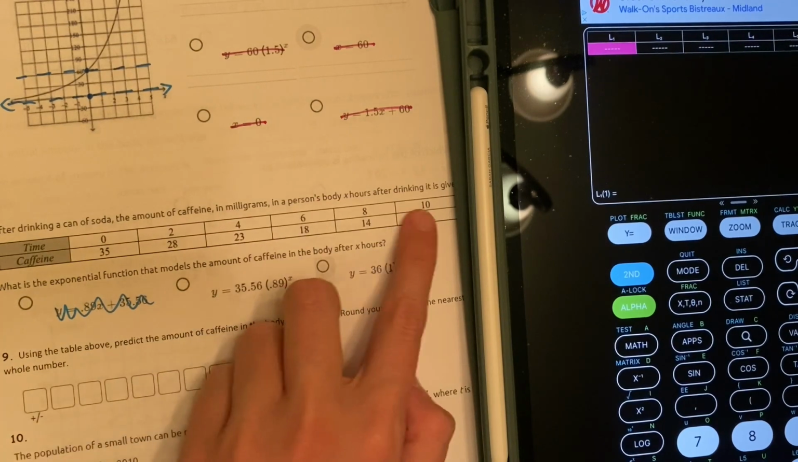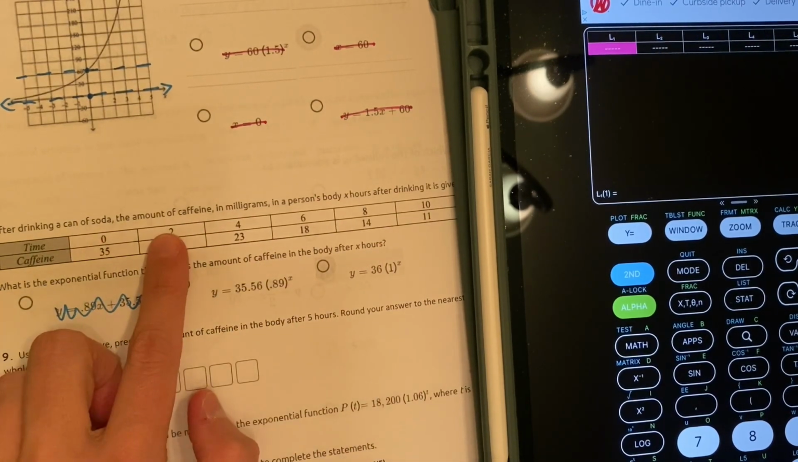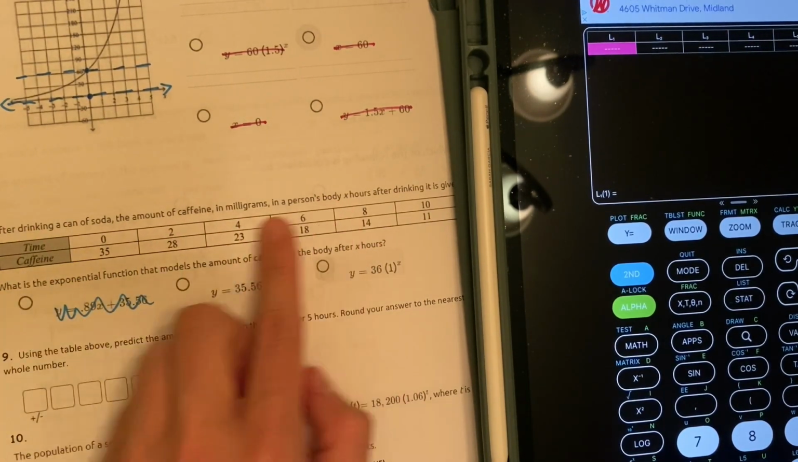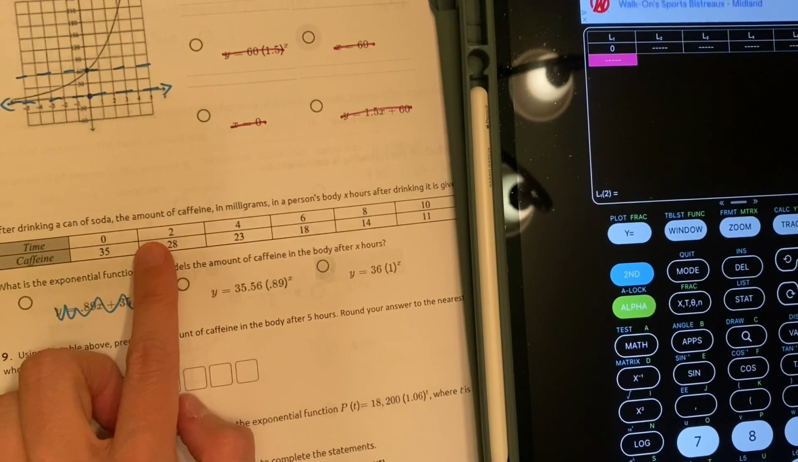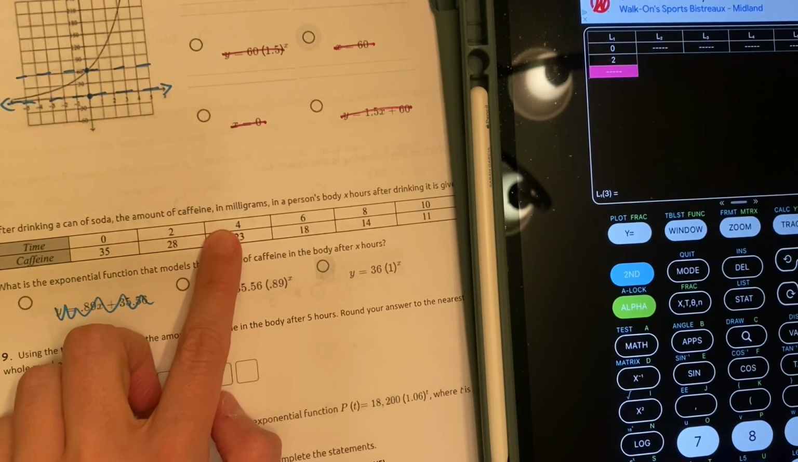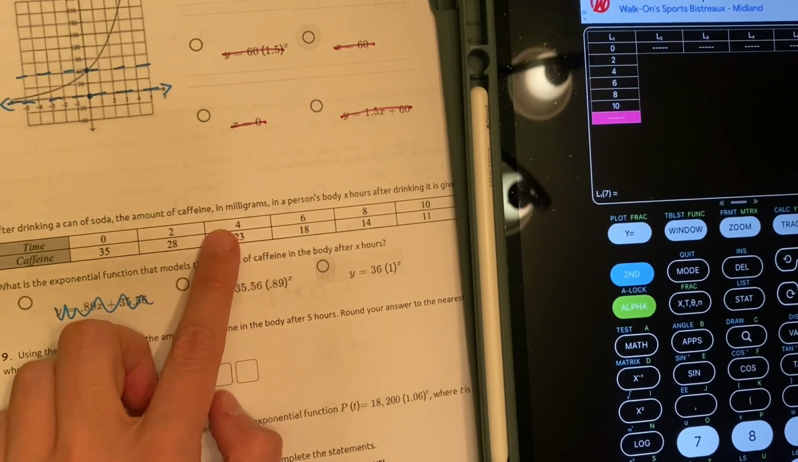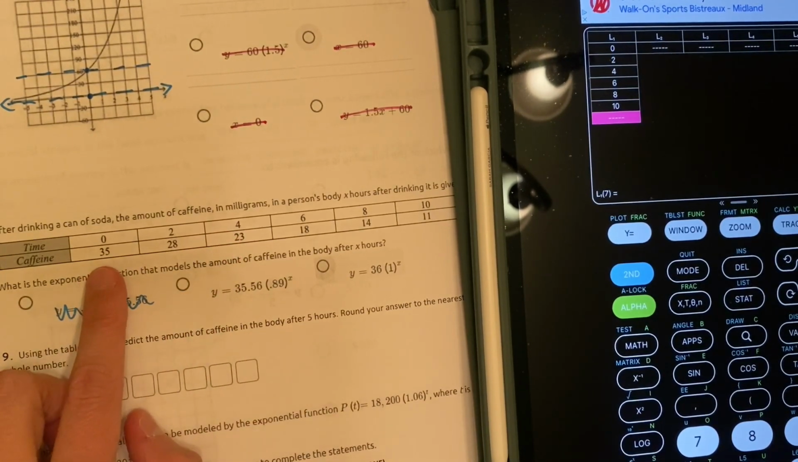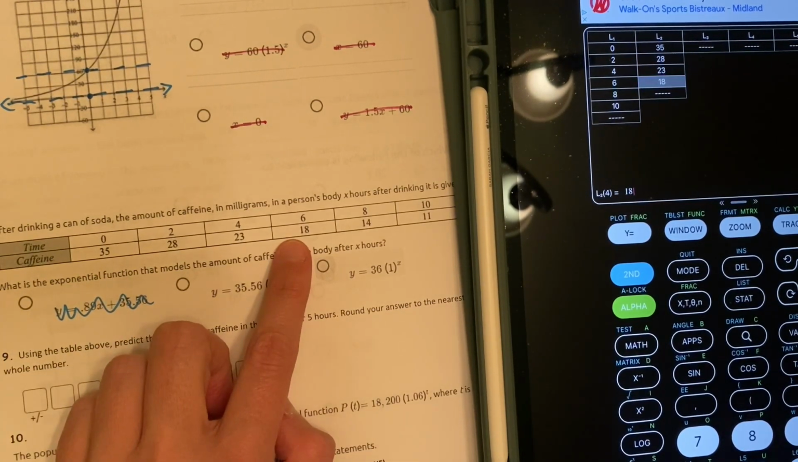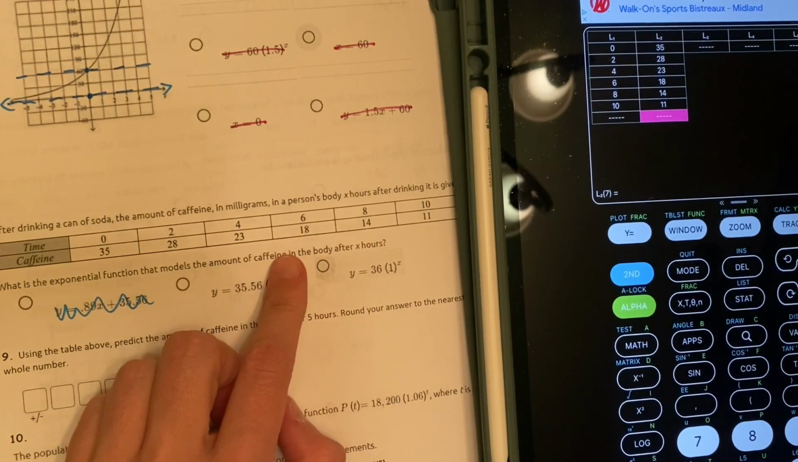X is times, so you type in all of these. Not 1, not 2, not 3, all of them, please. So 0, enter, 2, enter, 4, enter, 6, enter, 8, enter, 10, enter. Okay? Then you go to the Y's and you type them all in. Not 1, not 2, all of them. 35, 28, 23, 18, 14, 11, okay? There you go.